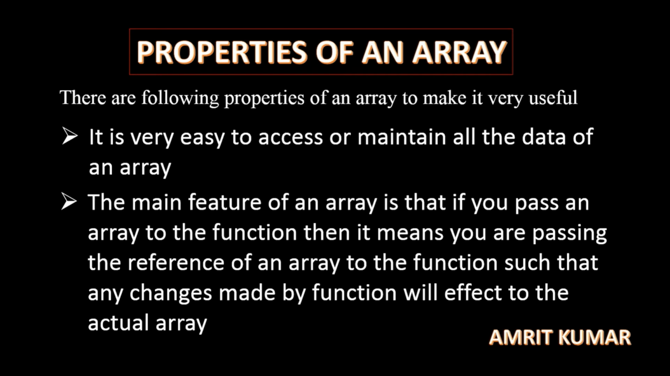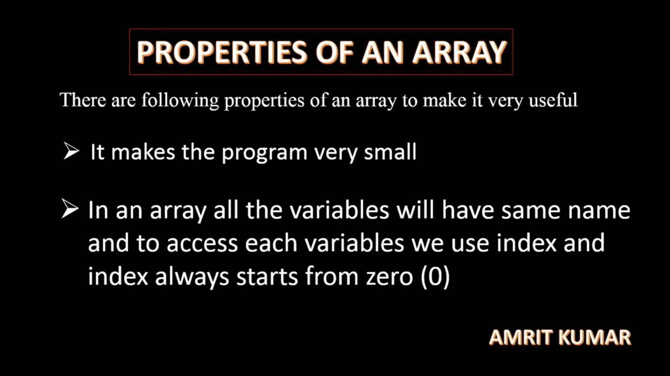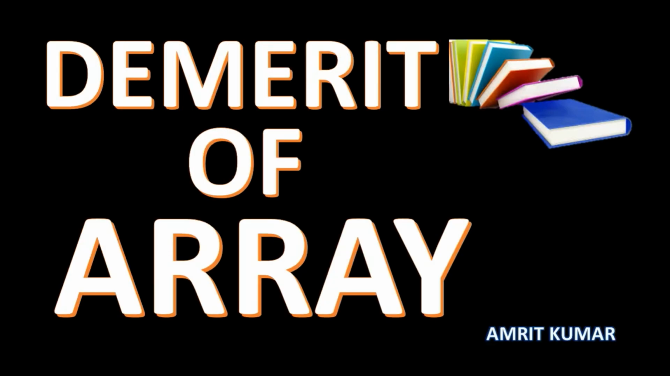Property is the feature of an array, and demerit is something that makes a drawback of the array, where you cannot be satisfied with it because it is not going to work. These are the features of an array I am talking about. So let's look at the demerit of an array.